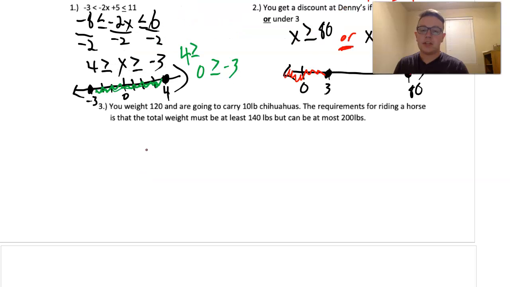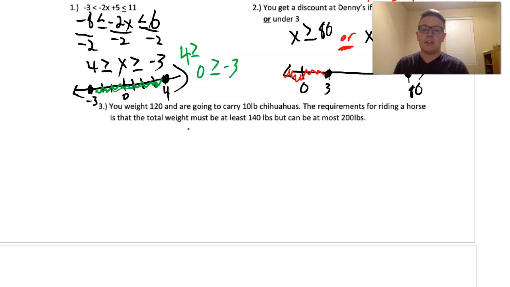Now for this last one. This one's a little bit harder. Now we have 120, we weigh 120 pounds, and we're carrying 10-pound chihuahuas. But we need to make sure that our total weight when we're riding a horse down into the Grand Canyon with these chihuahuas is at least 140, but at most 200 pounds.